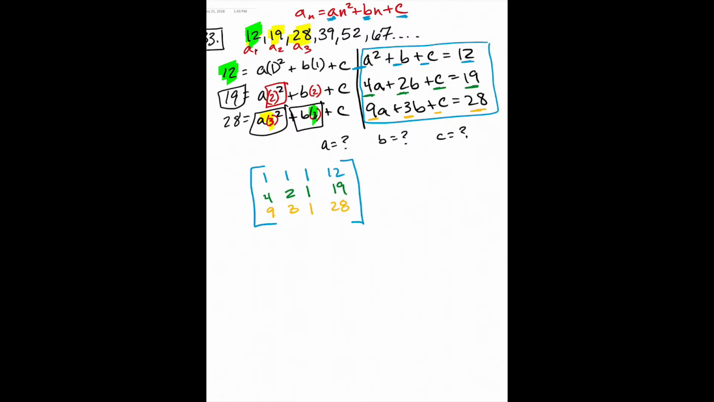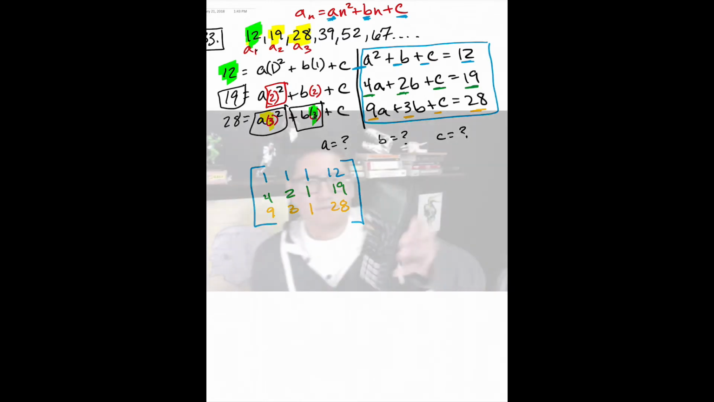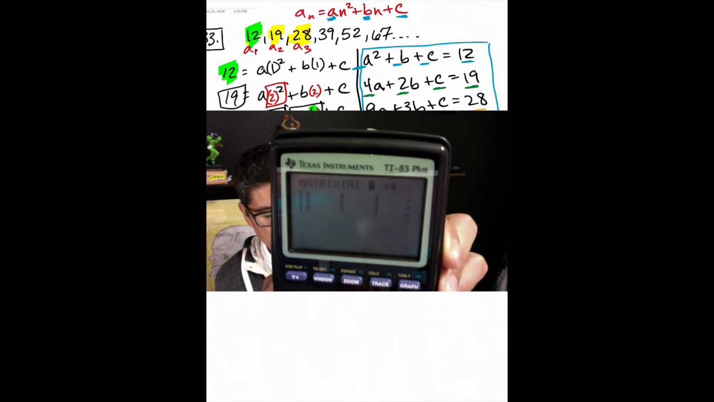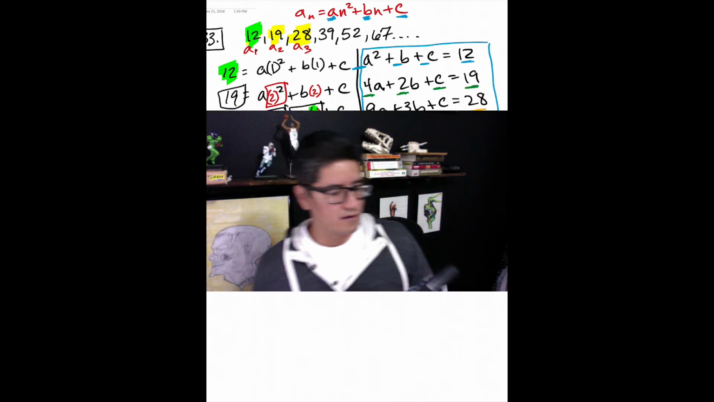Now, at this point, I can go about working this out by hand, but I can use my graphing calculator to help me solve this much faster. So, in my graphing calculator, this is what I want to do. I want to go to second matrix, go to edit, and then write the dimensions. If you can see here in my graphing calculator, this matrix is a 3 by 4, so it's 3 rows by 4 columns.